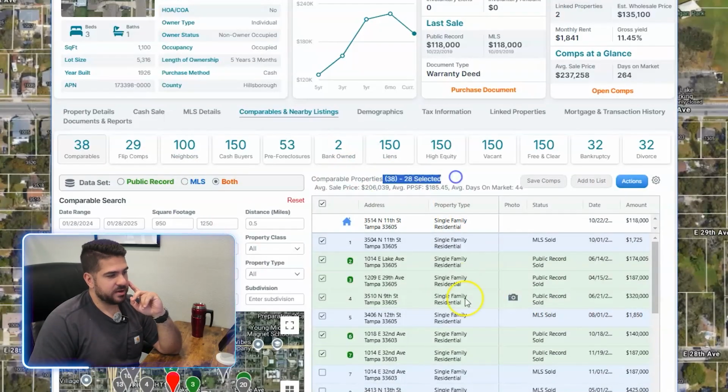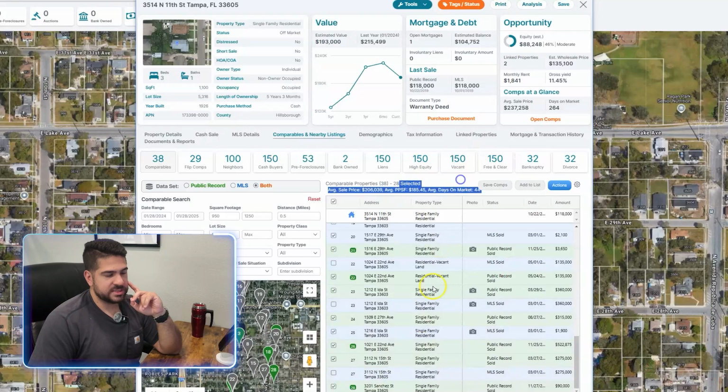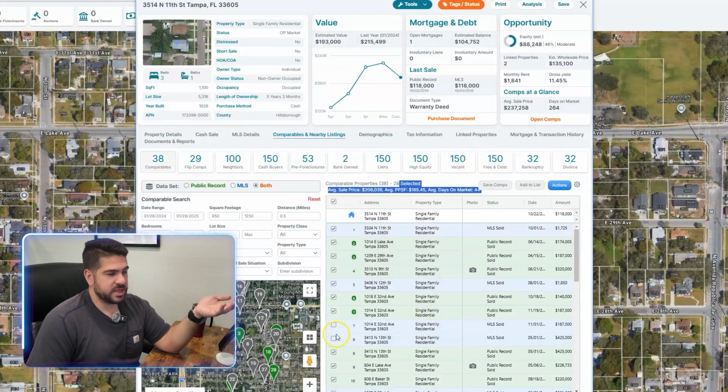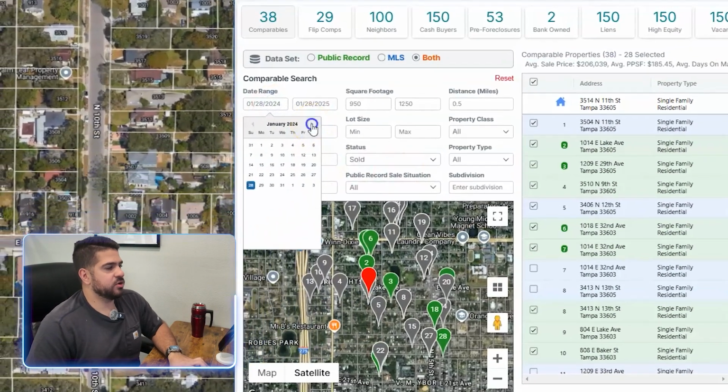I prefer personally to stay within 90 days if I can. And this is obviously if there is a lot of information. As you can see here, I actually have 28 comps selected. So that's still a lot, so we want to narrow it down. Therefore, we're going to go to 90 days.